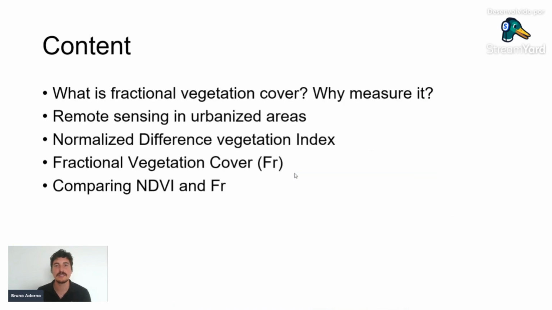So as content for this lecture, we're going to understand what is fractional vegetation cover and why measure it. Also understand a little bit of concepts of remote sensing for urbanized areas, and more specifically, how it's useful for measuring vegetation. We're going to talk about this very well-known index called Normalized Difference Vegetation Index and how it's an input for fractional vegetation cover calculation. And finally, we will compare NDVI and fractional vegetation cover.